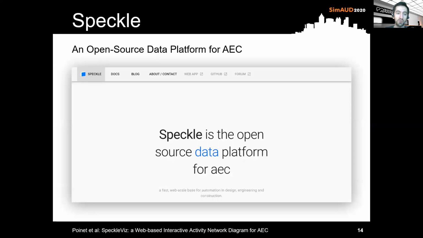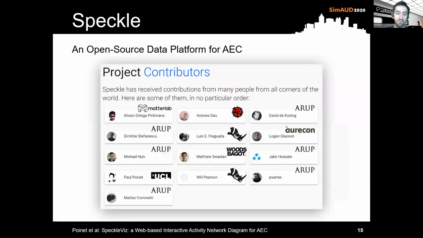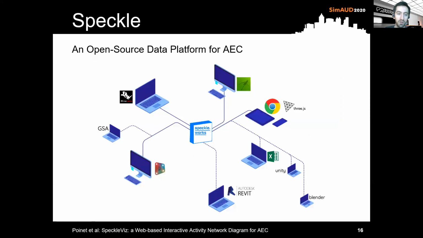Speckle is an open source data platform for AEC, and this is what we use in this paper to develop the visualization interface that I will talk about later. Speckle was initiated by Dimitrie Stefanescu at UCL in 2015 in the context of the European Research and Training Network, InnoChain. It has evolved quite a bit since, and there are many different contributors based in different companies.